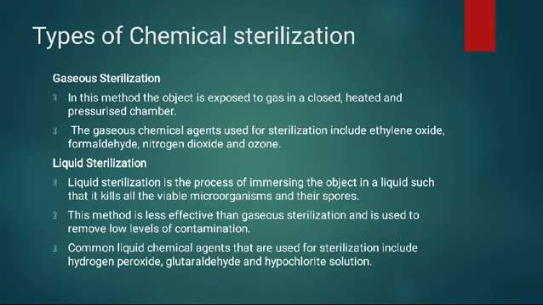The next one is liquid sterilization. Liquid sterilization is the process of immersing the object in a liquid such that it kills all the viable microorganisms and their spores. This method is less effective than gas sterilization and is used to remove low levels of contamination. Common liquid chemical agents used for sterilization include hydrogen peroxide, glutaraldehyde, and hypochlorite solutions.